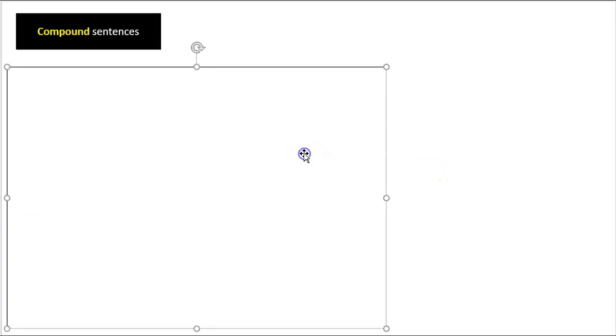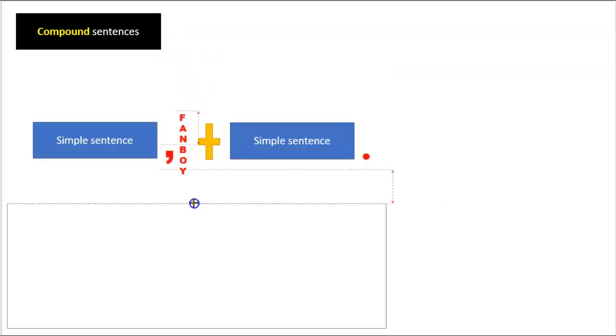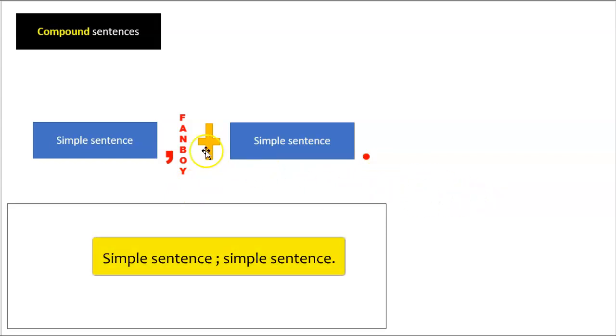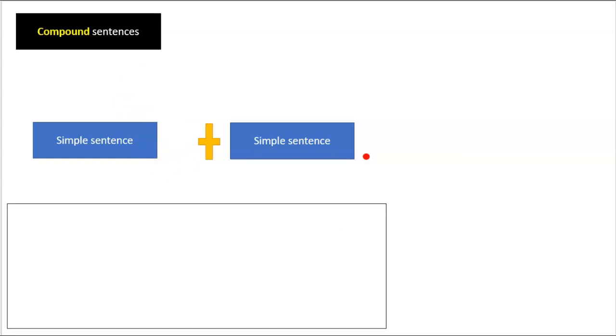So first of all, let's look at how you make a compound sentence. Well, you have one simple sentence plus another simple sentence. This is one way to connect it: with a comma and the fanboy, and putting a period at the end, just like we saw. You could also use that semicolon. You could just get rid of this whole thing, and instead of using a comma, you would use a semicolon. Okay, so that's a compound sentence.